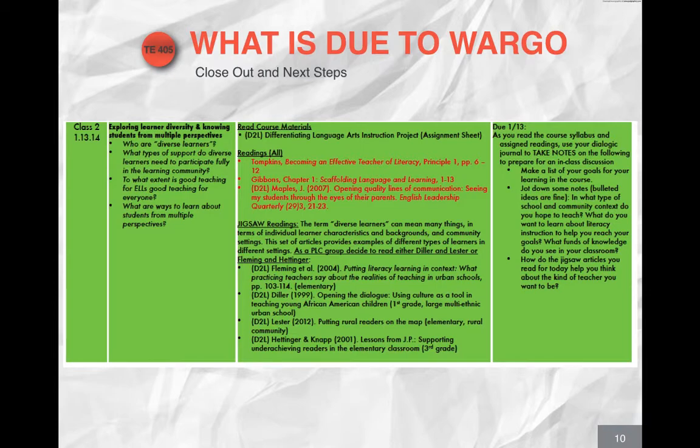In terms of the actual readings, you are responsible for Tompkins, pages 6 through 12, Gibbons chapter 1, which is only 13 pages, and then the Maples, which is a really quick read, 2 pages. In addition, I want you as individuals to choose to read either Diller and Lester or Fleming and Hetlinger. So out of those 4 articles, you'll be reading 2, and again, it's either Diller and Lester or Fleming and Hetlinger.